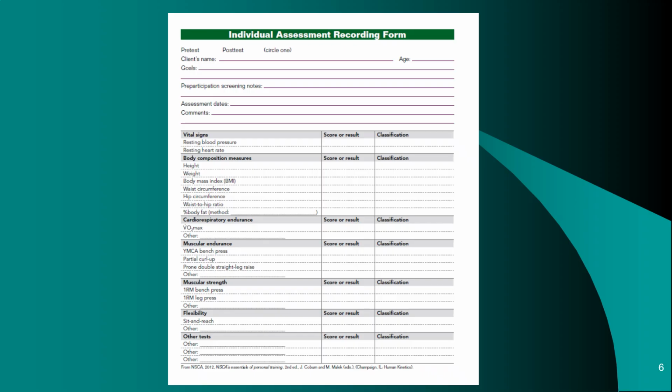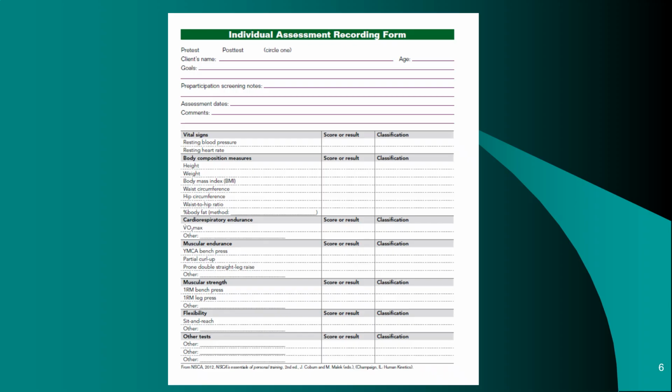Here is an example, from the NSCA personal training text, of what your recording sheet may look like. Certainly you may tweak it depending on what test you actually will use, but this will help you keep it all together in one sheet. So, client information: maybe you want to put the goals, and anything from the screening that we talked about last that you think may be important. You want to put it there so it's ready for you to see, so you don't have to remember it. And any other comments, any other previous assessment dates, anything that you think is relevant to testing.